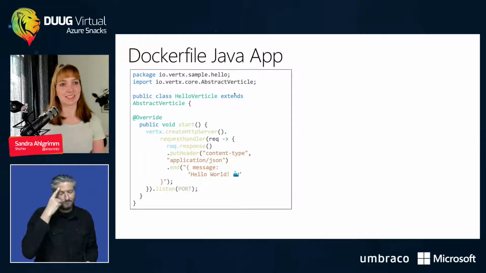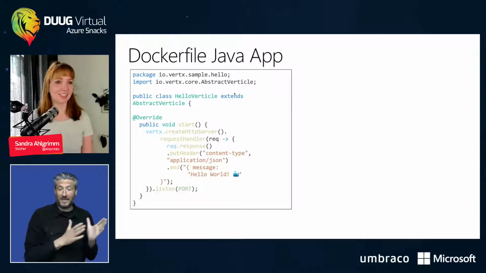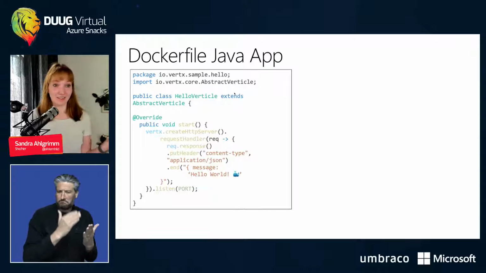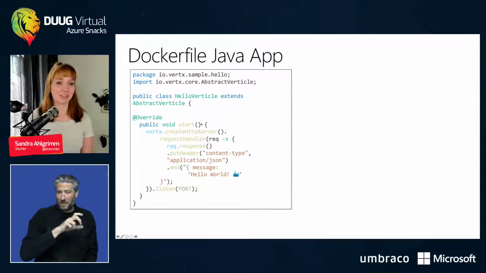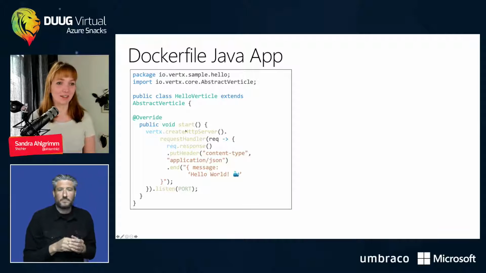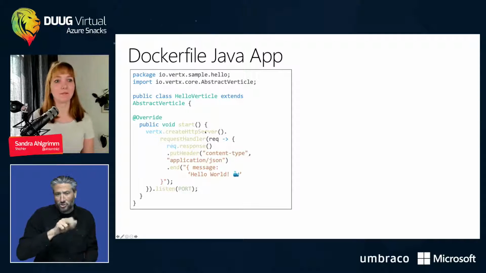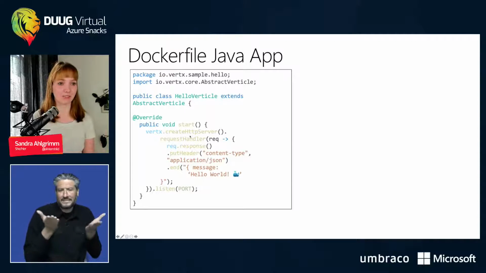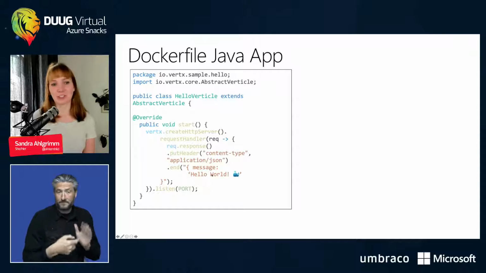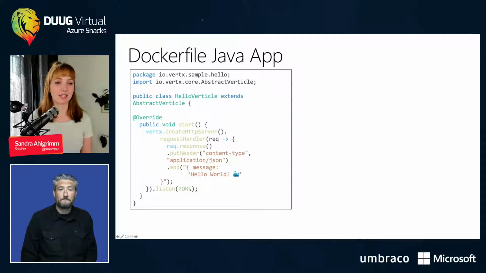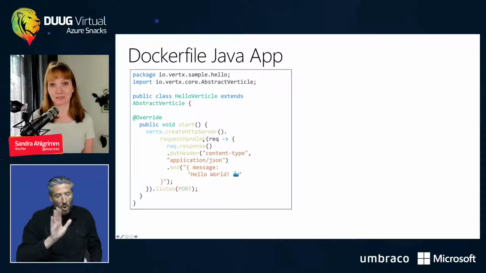So here we see a simple Dockerfile for a Java application. The Java app itself is very, very simple, so don't worry if you're not a Java expert. We'll just create an HTTP server, leveraging the Vert.x framework. And then we'll just reply with hello world. And it listens to the port we specify in our Dockerfile.